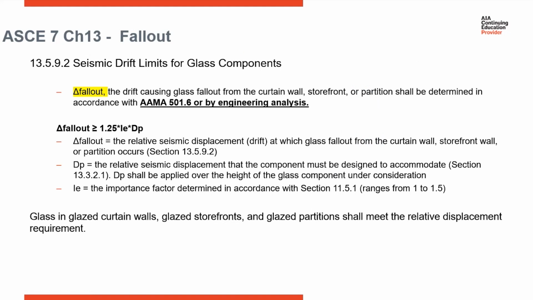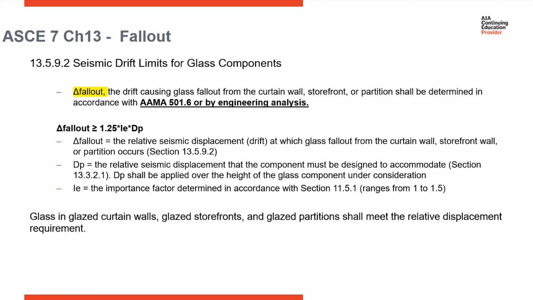Next, you have your ASCE 7, Chapter 13 equations. So delta fallout is the drift that causes the glass to fall out from a curtain wall system and is determined either through AAMA 501.6 testing or by engineering analysis. To make sure that delta fallout is complied with, you can use the following equation.